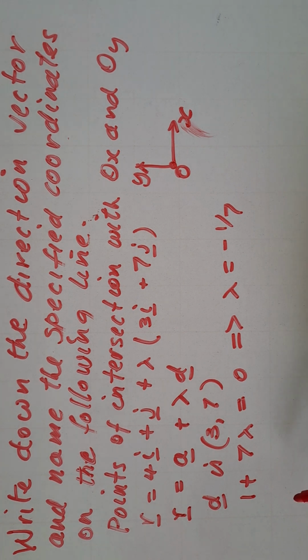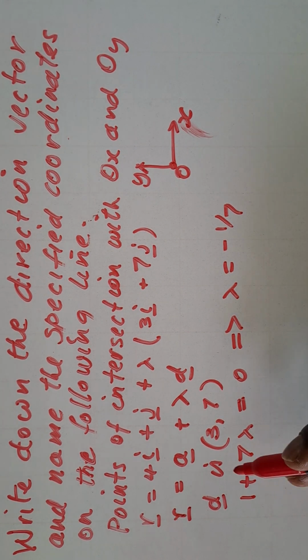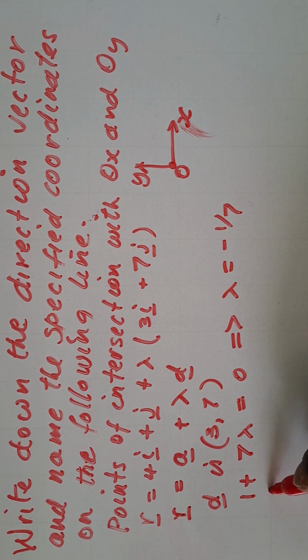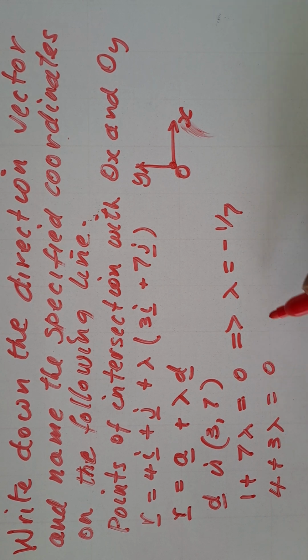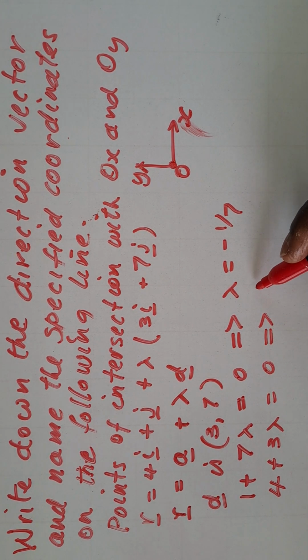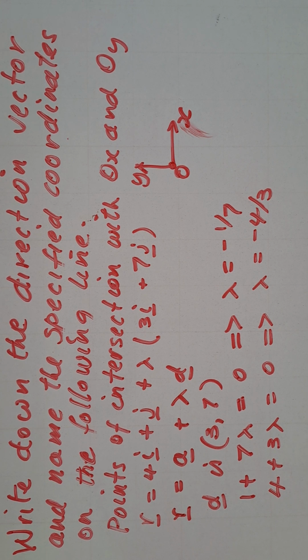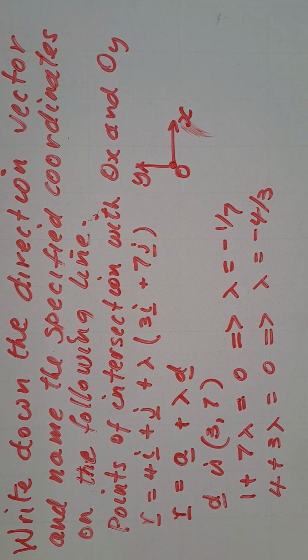So next we set J to be 0, and we can find our next value of lambda, which gives us 4 plus 3 lambda is equal to 0. This implies that lambda is equal to minus 4 over 3. Now we have two values of lambda. We can find the specified coordinates on the following line given here.